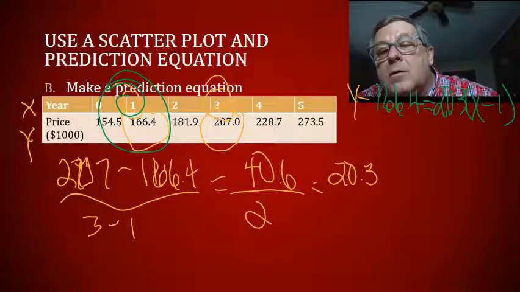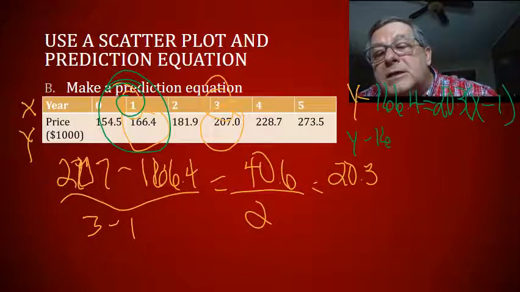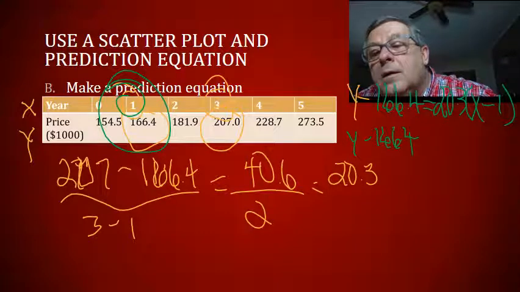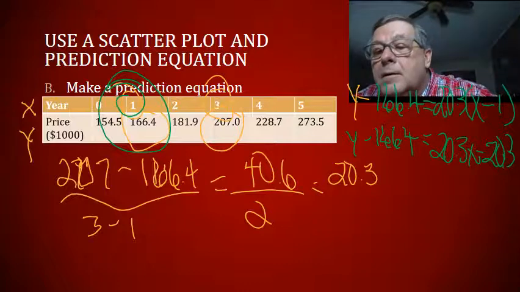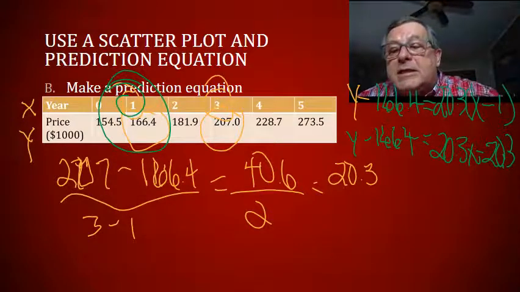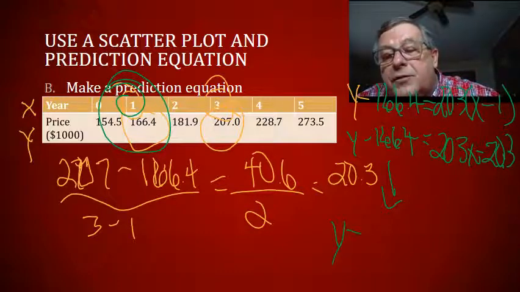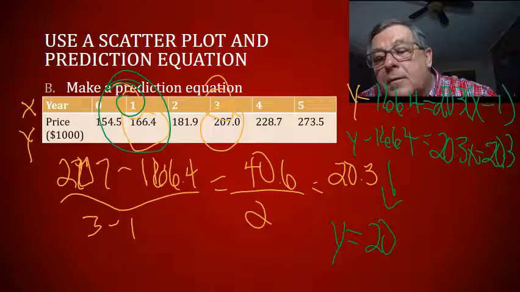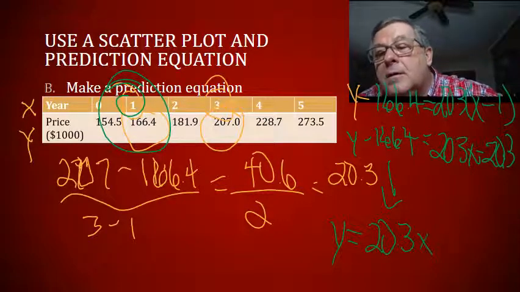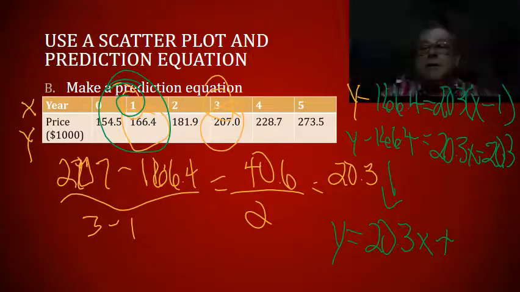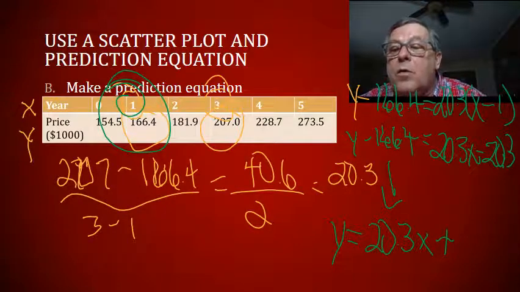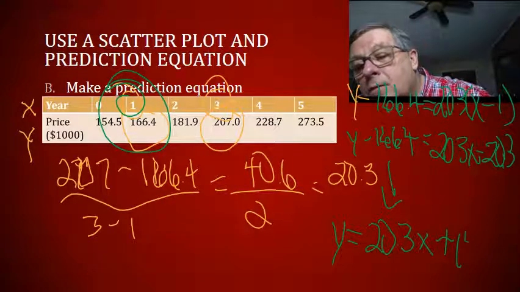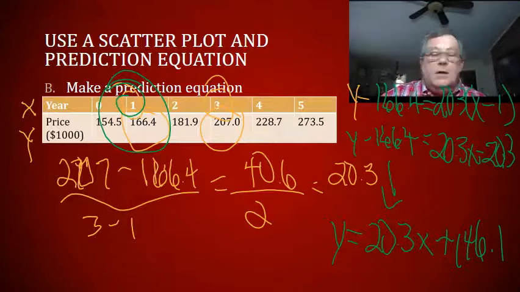Now we've got y minus 166.4 equals 20.3x minus 20.3. And when I add 166.4 to both sides, let's drop this down here. Hope that's not too confusing. I'm going to end up with 20.3x plus, because I'm adding 166.4 to both sides, well, I can probably do that in my head, that would be 146.1. Okay. So that's our prediction equation.